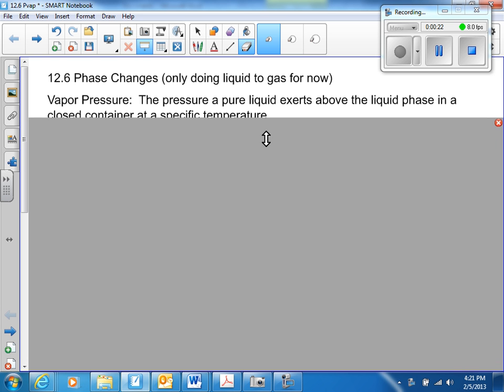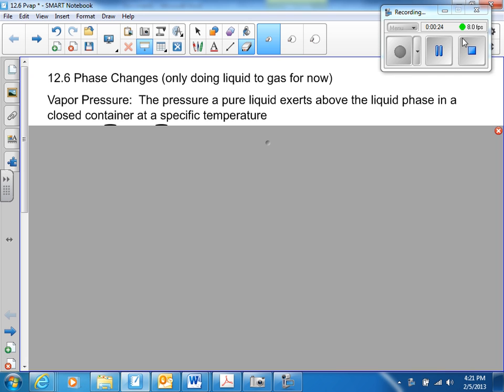All right, first thing, vapor pressure. Definition. This is a little bit of a confusing concept, so I'm going to show you some pictures to describe it, and hopefully it'll make sense. Vapor pressure is the pressure that a liquid exerts above its liquid phase in a closed container, and it is dependent on temperature.